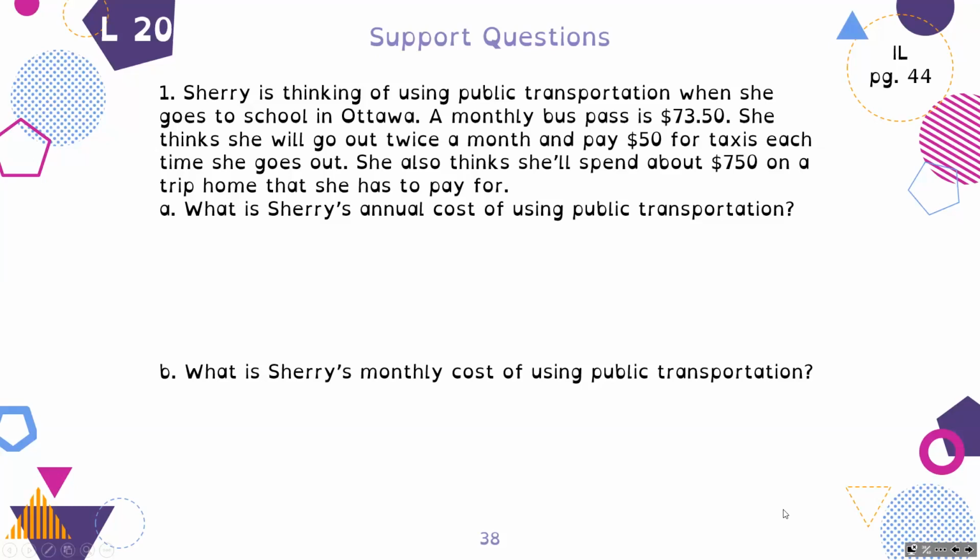So a monthly bus pass of $73.50. That's monthly, so we need to times it by 12, assuming she does it every month. Going out twice a month and paying $50 for taxis each time, well, that's going to be 2 times 50. So that's twice a month, and then that's going to be times 12, which would be in total. And then spending about $750 on a trip home once.